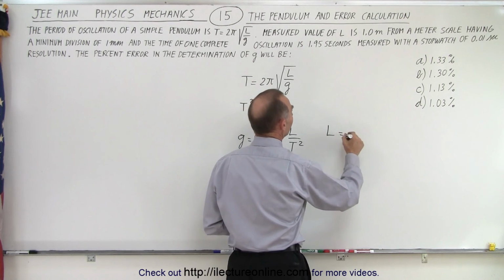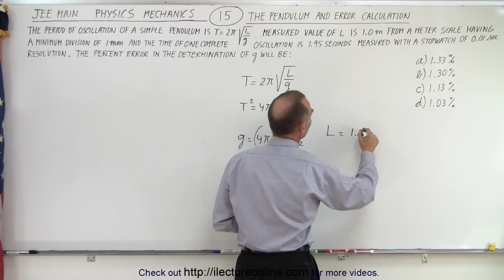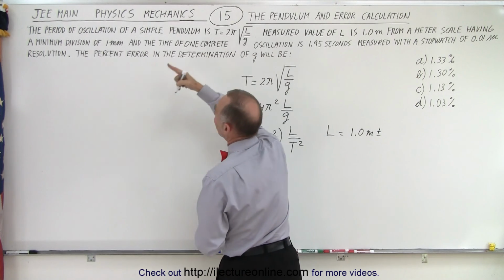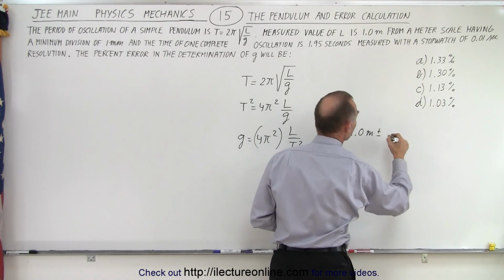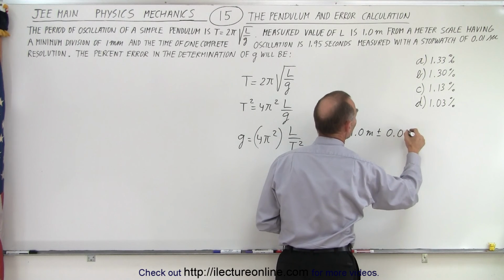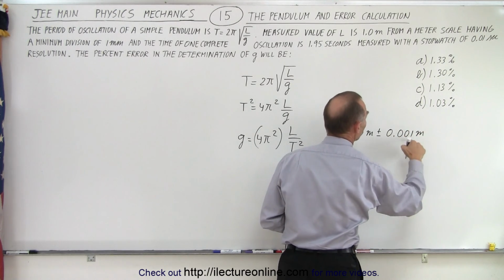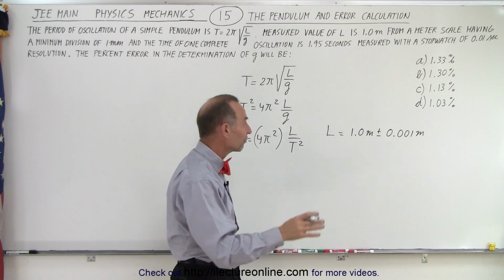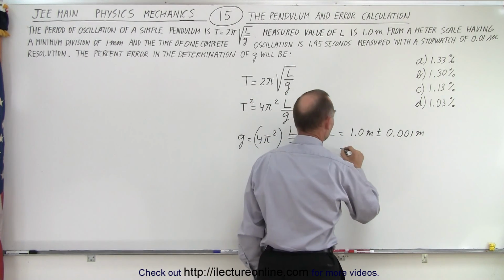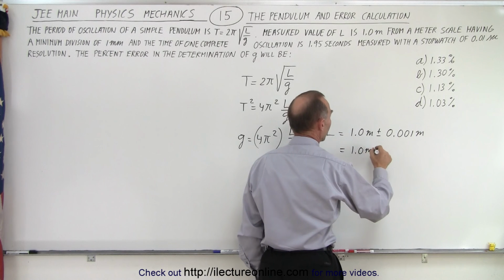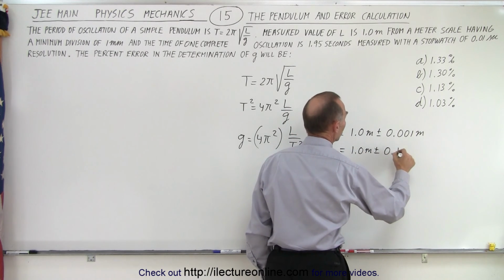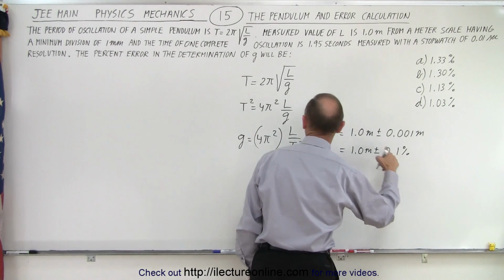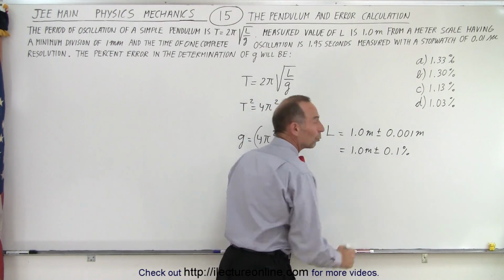So L is equal to 1.0 meters plus or minus the uncertainty, as the size of the scale is 1 millimeter, which is 0.001 meter uncertainty in the measurement. 0.001 meter out of a 1 meter measurement, that is the same as 1.0 meters plus or minus 0.1% uncertainty. So the error or uncertainty in the measurement of L is 0.1%.